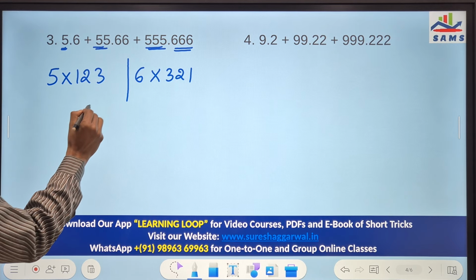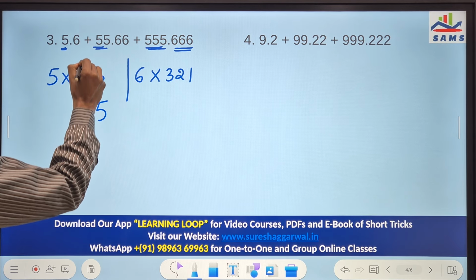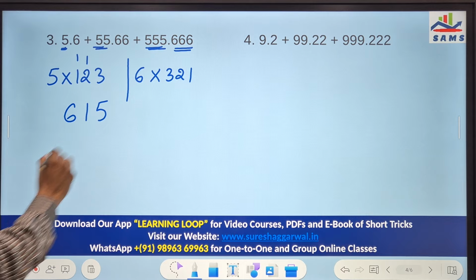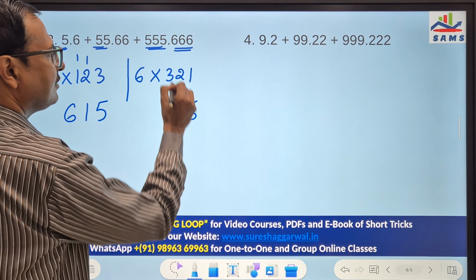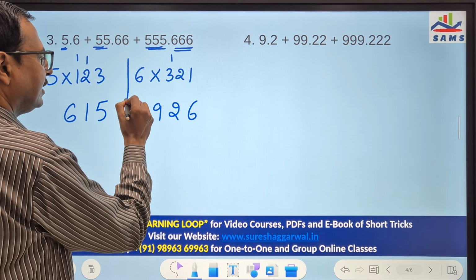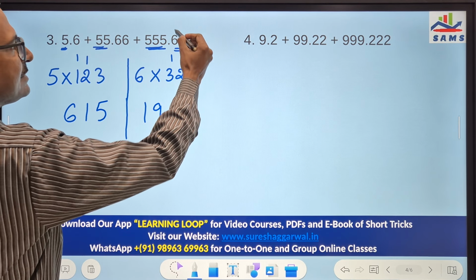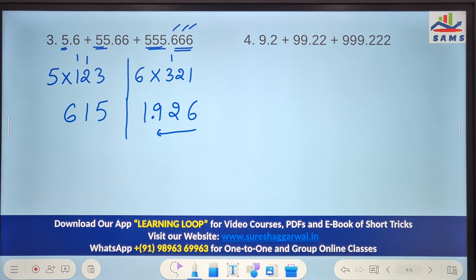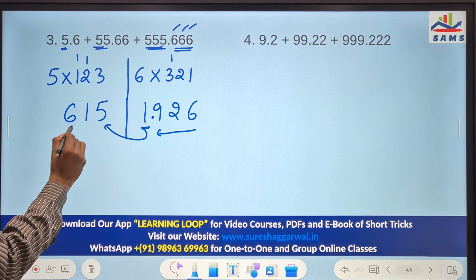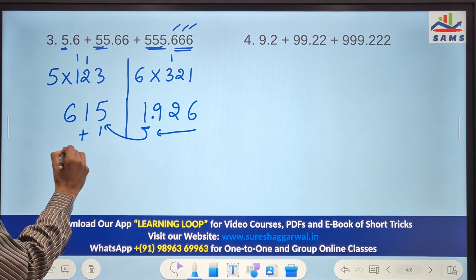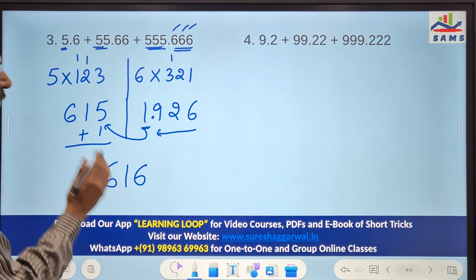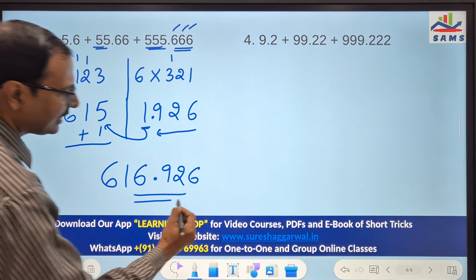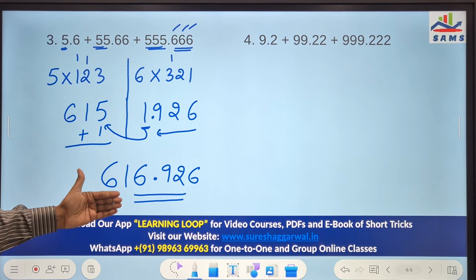And now first multiply this. 3 5s are 15, 5 1 carry, 5 2s are 10 plus 1 11, 1 1 carry, and then we have the 6. And here you have the 6, 6 2s are 12, 1 carry, and then the 19. Now you need to just check the maximum number of decimal places. It is 3, right? So put a decimal 3 digits from the right hand side. You get this number. Add this whole number to this part. You get 6, 1, 5 plus 1, which gives you 616 as the whole number part, and 926 becomes the number after decimal. And that's how you crack this question of addition.